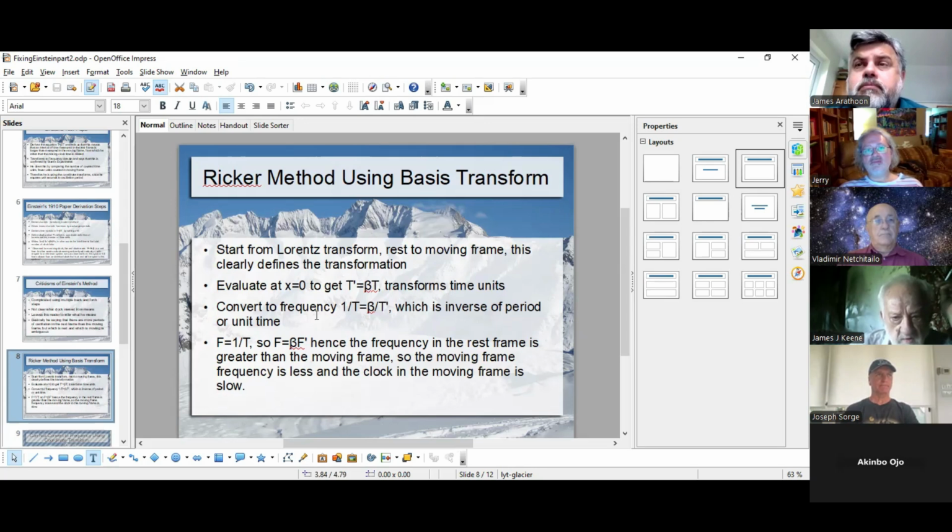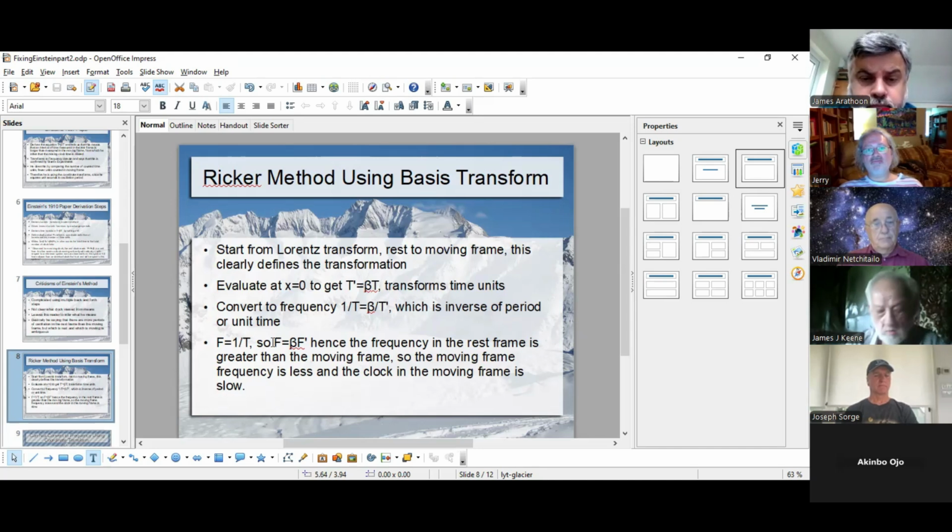Now we can verify that the moving frame clock is running slow compared to the rest frame clock, which means the frequency of a moving candle ray is going to be less than the frequency at rest. And it's very easy to do. All we have to do is take this t prime equals beta t, which is the basis transform, and convert it into frequency.